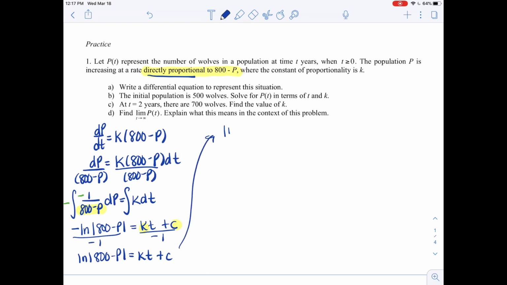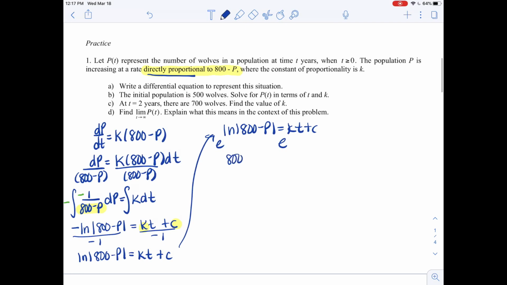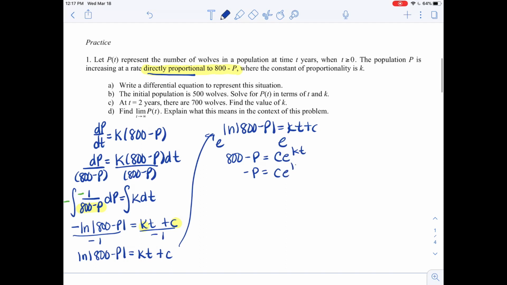Okay, so similar to the previous question, when you have ln by itself now, you're going to raise both sides to be exponents of e. As you do that, on the left side you'll have 800 minus p. On the right-hand side, this will become c e to the kt, and then you just have to finish solving to get p by itself. So I'm going to get 800 on the right-hand side, and then I'm going to divide everything by -1.